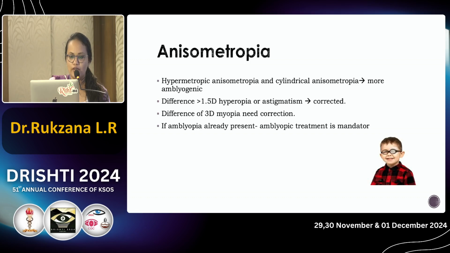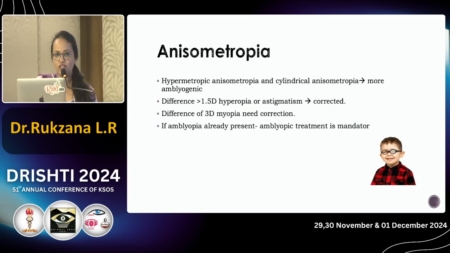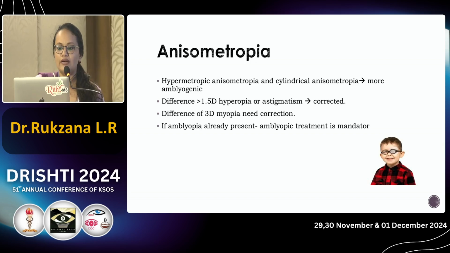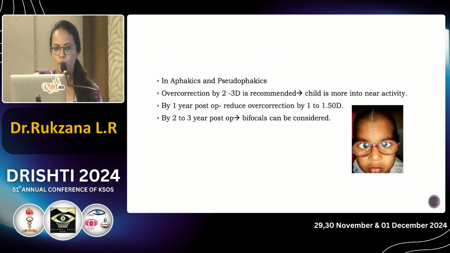Anisometropia. Hypermetropic anisometropia and cylindrical anisometropia are more amblyogenic. A difference of more than 1.5 diopter in hyperopia or astigmatism needs to be corrected. But in myopia, a difference of more than 3 diopter needs correction. If amblyopia is already present, amblyopic treatment is mandatory.